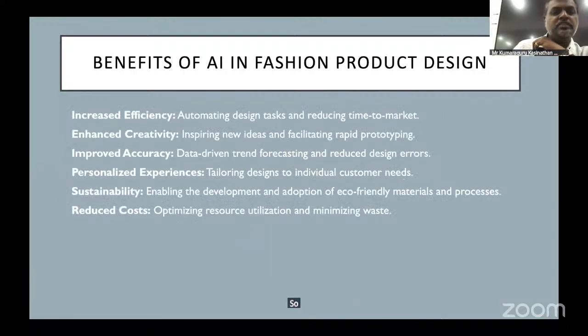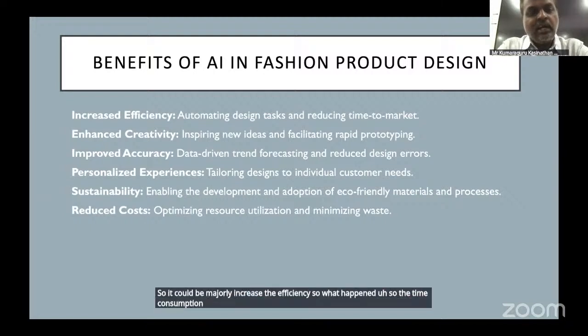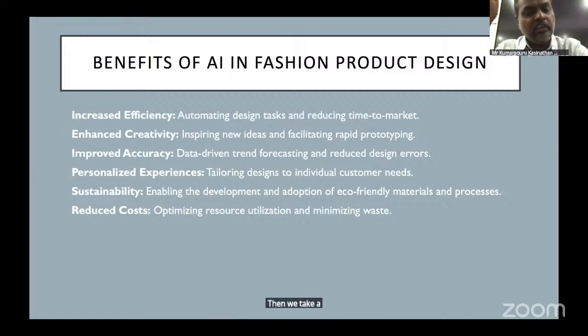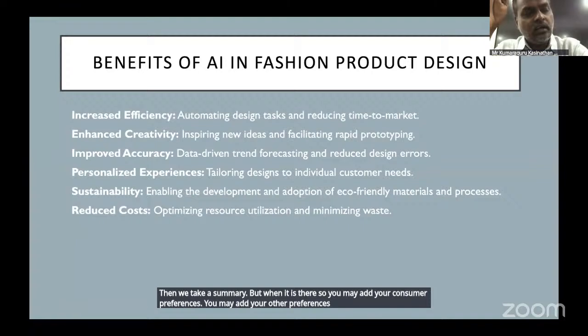So what are the main benefits of AI in fashion product design? It could majorly increase the efficiency. The time consumption will be less, and accuracy will be more. Suppose I have 10 garment visuals and I want to analyze them. What I used to do is take each and every garment, take the data on what type of detailing in the garment is done, then take a summary. But with AI, you may add your consumer preferences and other preferences to get the 6 to 7 garment pictures I selected. In that way, I can get a realistic picture of what the future collection needs for the particular client actually.